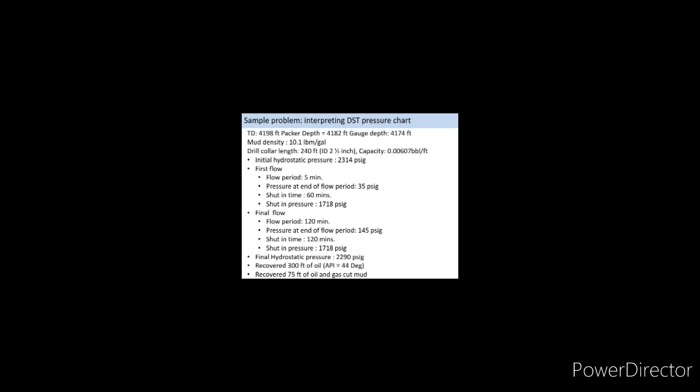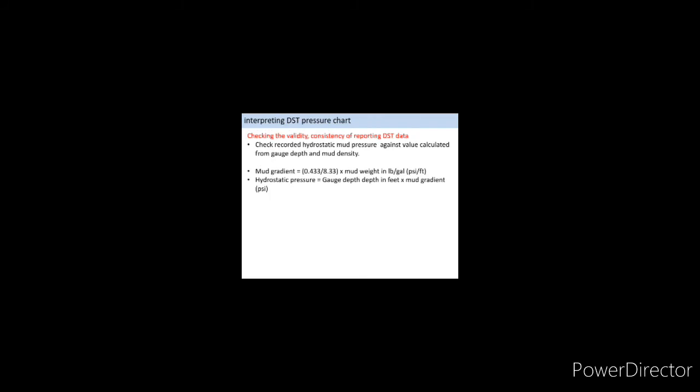So 4174, that is the depth of the gauge. We have a formula, rho gh, and from that we can calculate the pressure. First we will calculate the mud gradient. How will we calculate it? Here we have 0.433 divided by 8.33, and this is the constant which is used to convert pound per gallon to psi per feet. So firstly we will get the mud gradient.